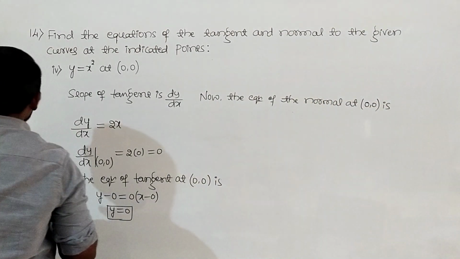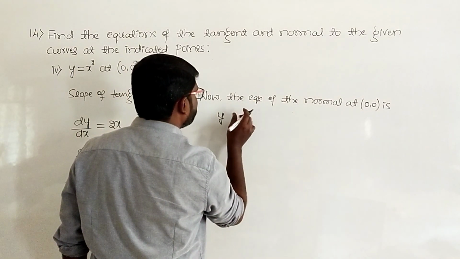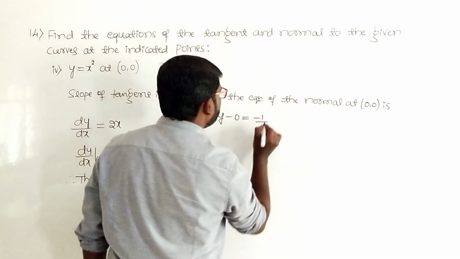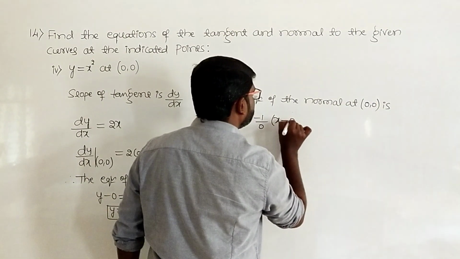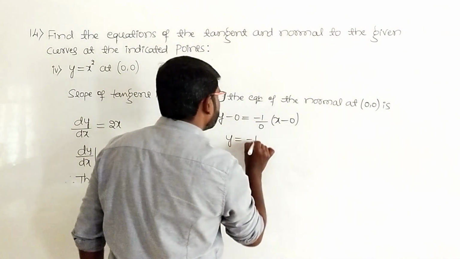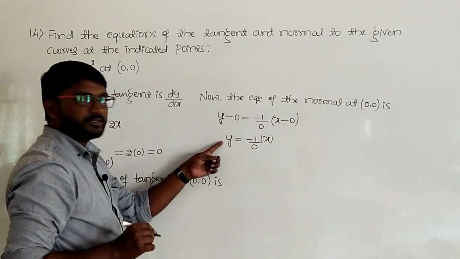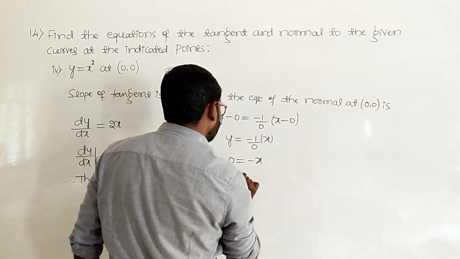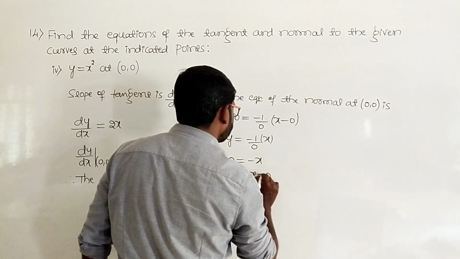So now see here, y minus y naught. What is y naught here? It is 0. So y minus 0 equals minus 1 divided by the slope, it is 0, into x minus 0. Then y minus 0, it is y, equals minus 1 divided by 0, x minus 0, it is x. So now take 0 to the left hand side, it will be multiplied with y, we get 0 equals minus x, or x equal to 0. This is the equation of the normal.